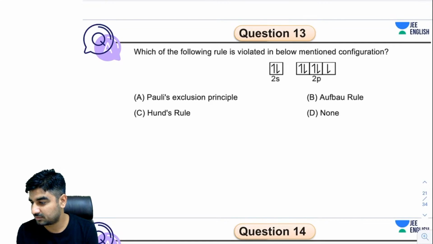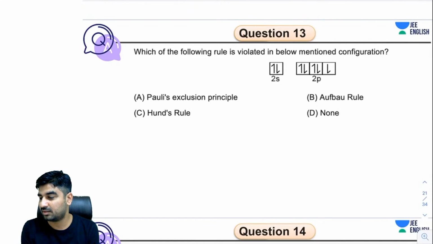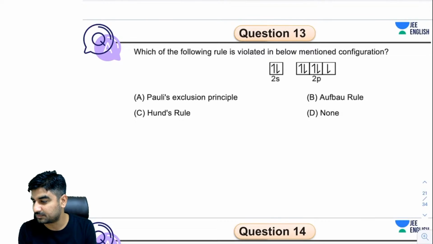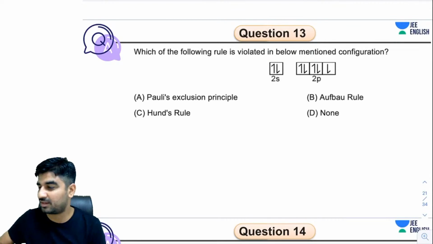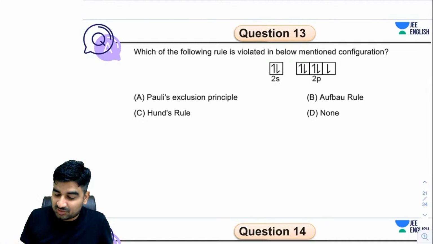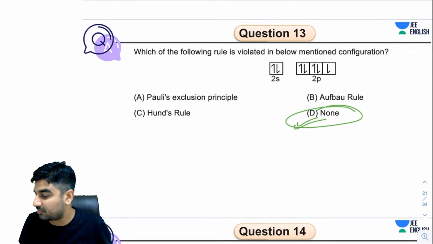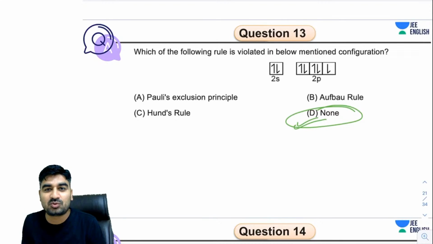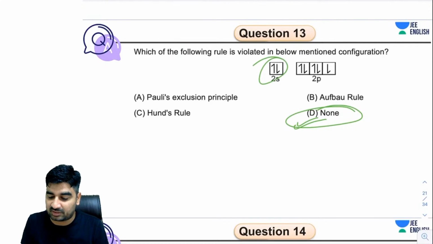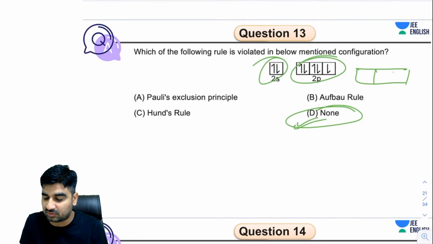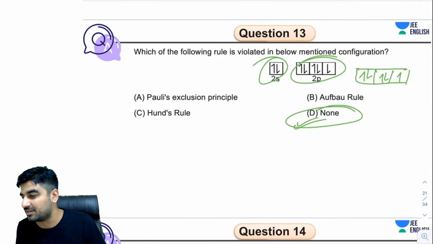Soumya Ranjan and Sylvester Solomon. Yes, I'm getting your answers. So no rule is violated in this. Answer will be D. No rule is violated. You just want to fill 2 electrons and 4 electrons. How will you fill 4 electrons? One, two, three, one, two. These are 5 electrons, sorry. So no rule is violated in this.